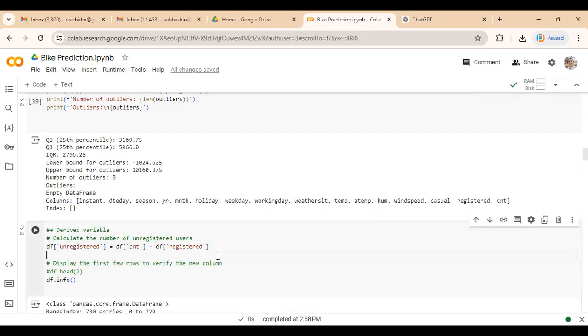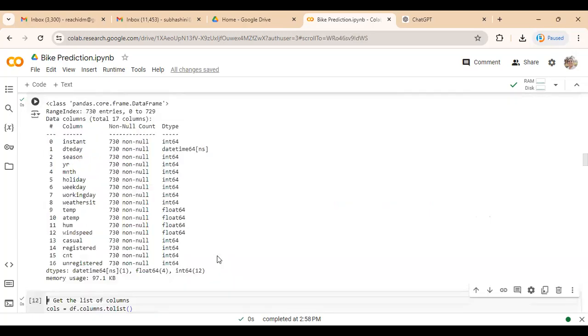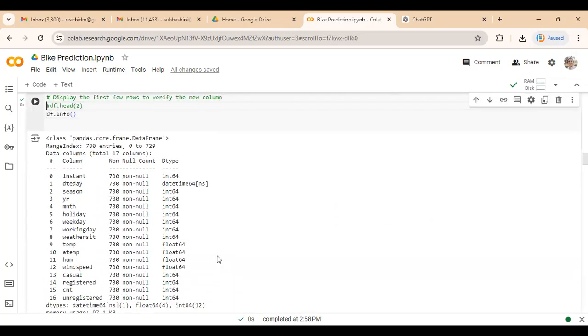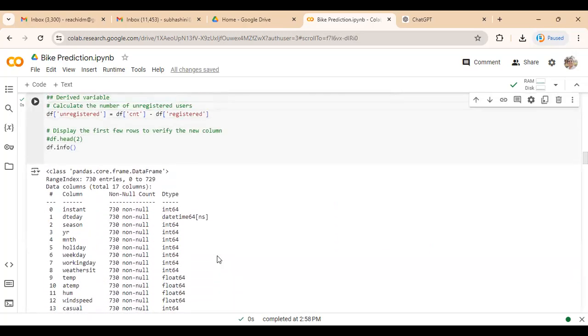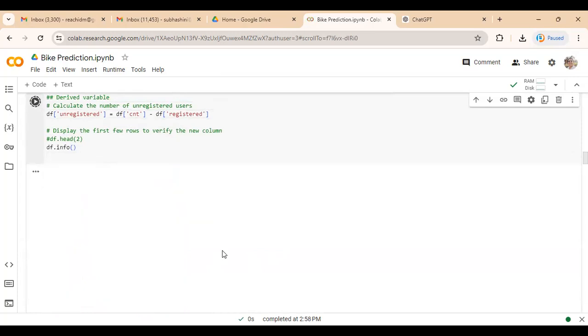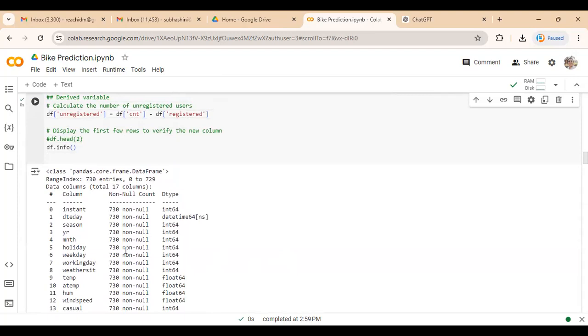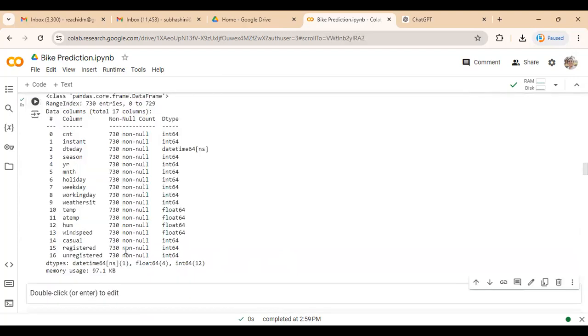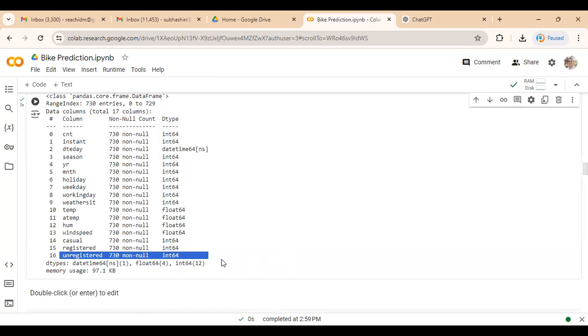Now, the derived variable we want to create. What I really wanted to do is create something called unregistered, because I didn't know what casual was. So I thought, let me check, can I create unregistered, which is the total count minus the registered values. Yes, I've done that here: unregistered is equal to df count minus df registered. If we run this, we can see that a new variable called unregistered is created over here.